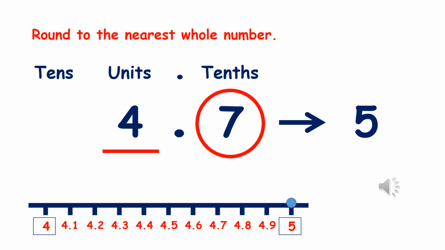So just another couple of examples. Rounding 4.7 to the nearest whole number. My 4 is in the ones column. I look to the digit to the right, my first decimal place. 7 is in the tenths column. I know that 7 rounds up because it's greater than 5, so my whole number is 5.